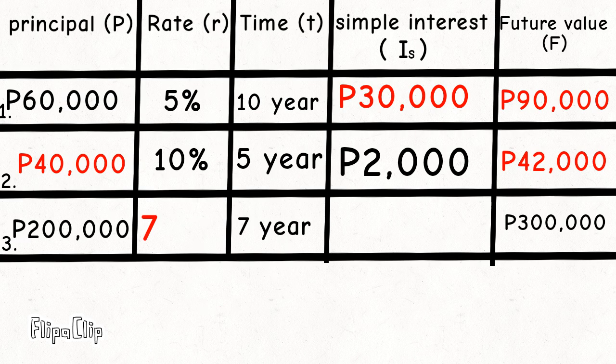Since we got the answer, therefore the missing numbers are: the rate is 7.1%, while simple interest is 100,000 pesos.